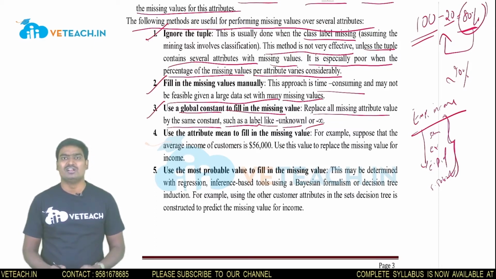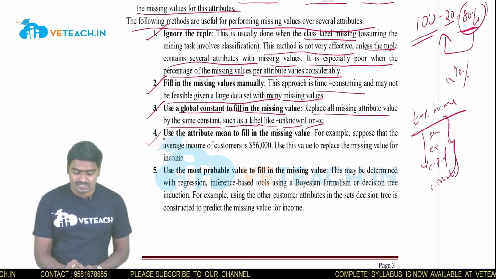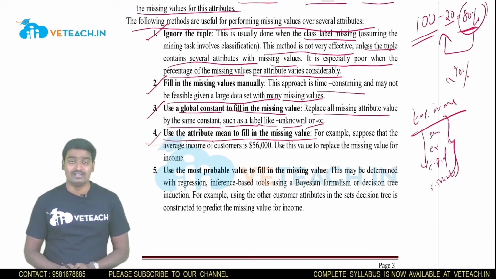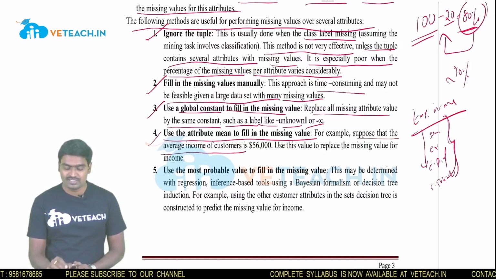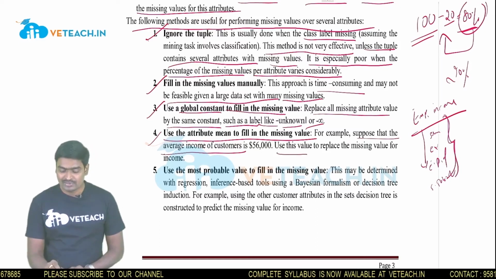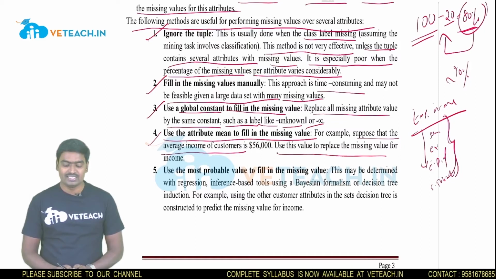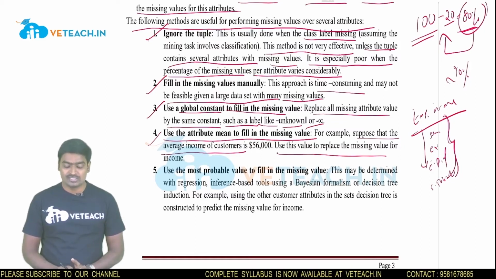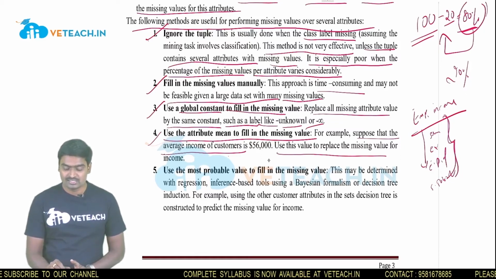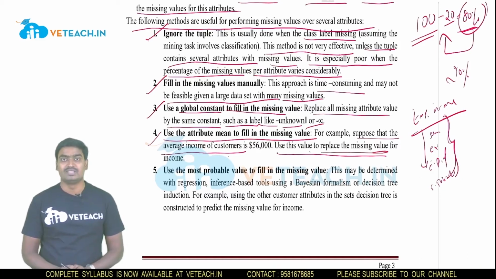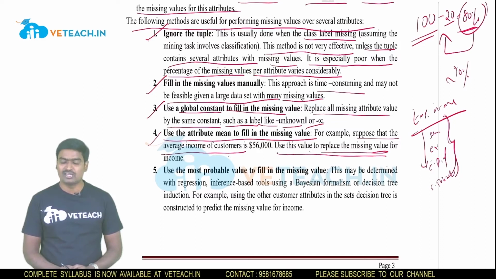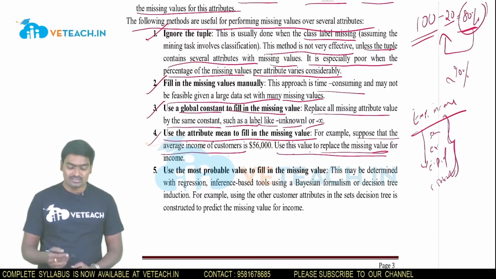Maybe it's a prediction. The next one is use the attribute mean to fill the missing value. For example, suppose that the average customer income is $56,000. Use this value to replace the missing value for income. Is it possible or not? No, it's not predictable. So we have to use another one.